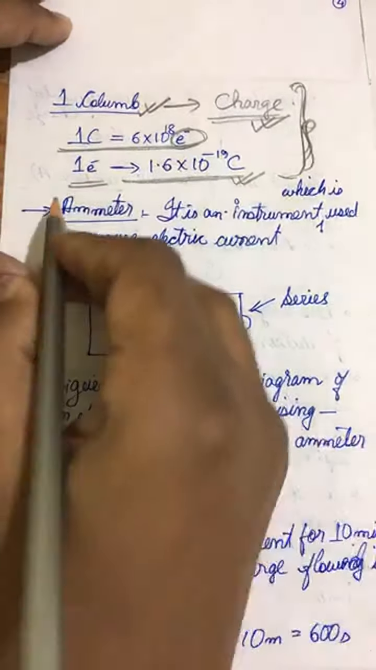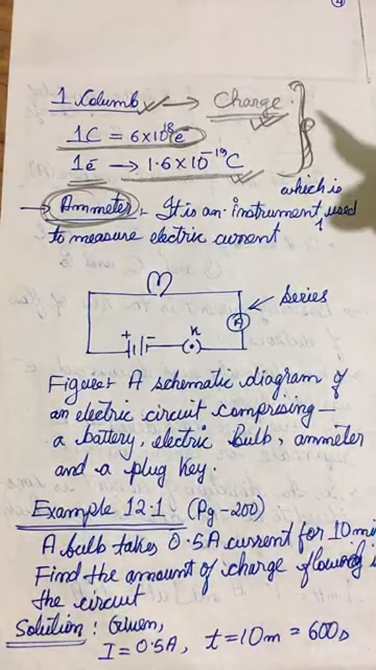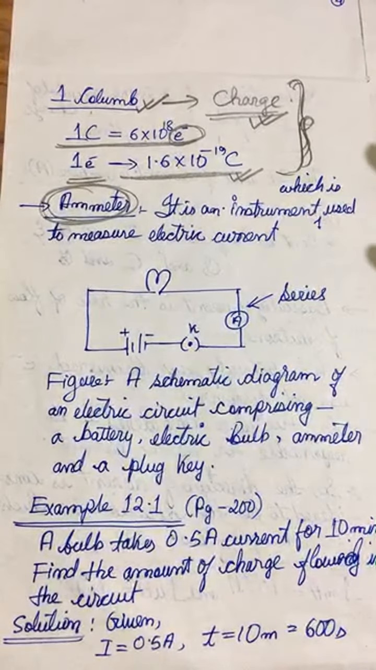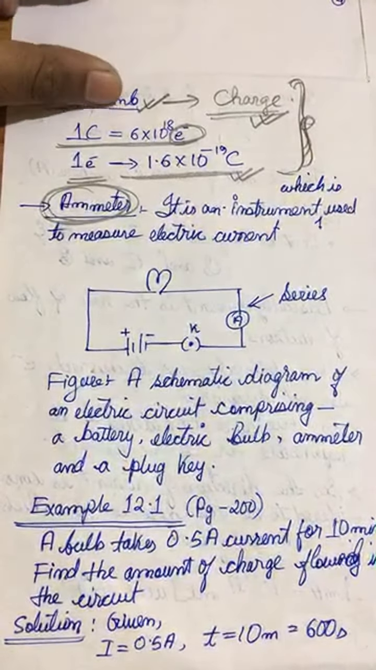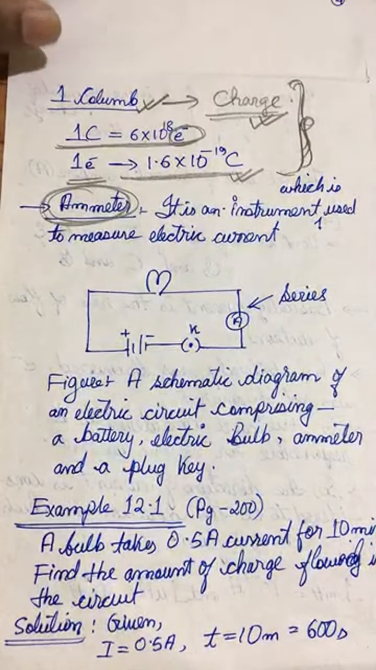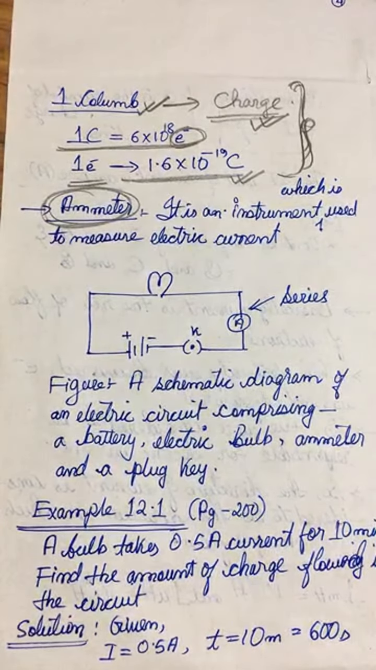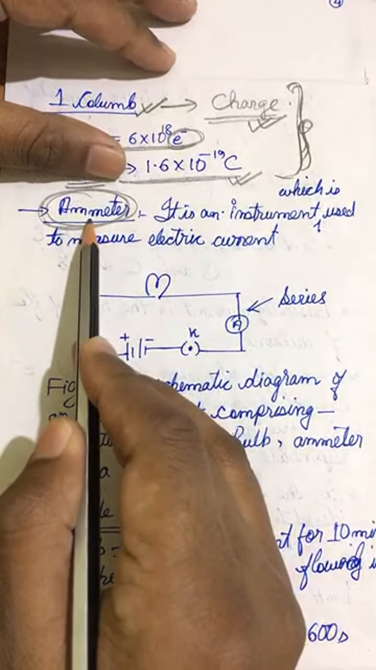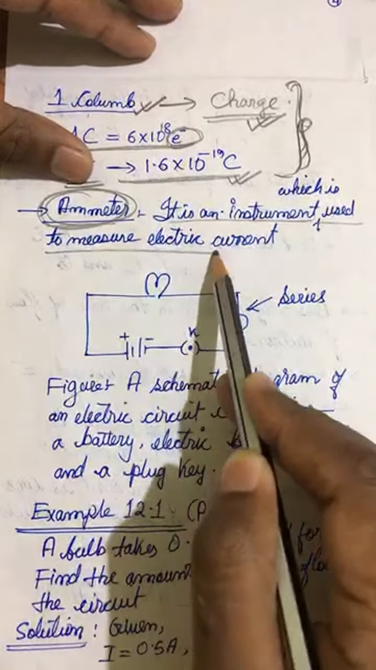Now, ammeter. What is this ammeter? We have learned what current is. To measure mass, we need a common balance. Similarly, to measure electric current, we need an instrument, and that instrument is called an ammeter. It is an instrument which is used to measure electric current.